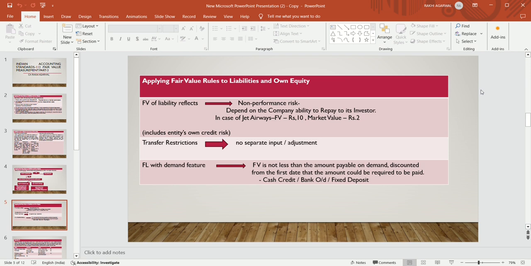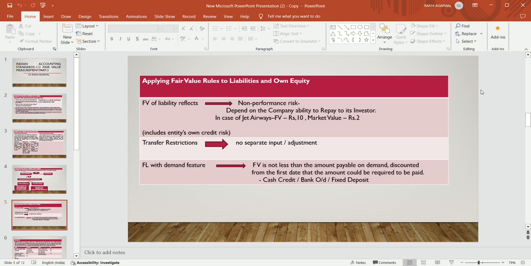Suppose in the case of Jet Airways, the face value of that company's share is 10 rupees, but the market value is 2 rupees. So the market value, the fair value, reflects the company's ability to repay, whether it will be able to repay its investors or not. It reflects the true and fair picture of the company, whether the investor will invest in that company or not. So the fair value of the liability also reflects non-performance risk, because the company is not performing well. Market value or fair value represents the company's position, how the company is performing. So it depends on the company's ability to repay its investor, and it includes the entity's own credit risk.